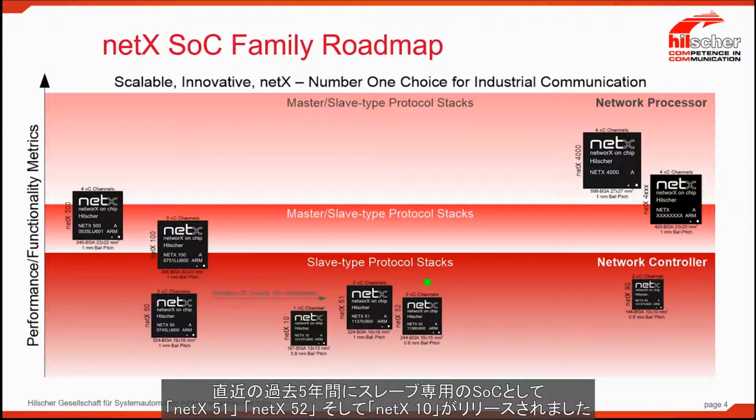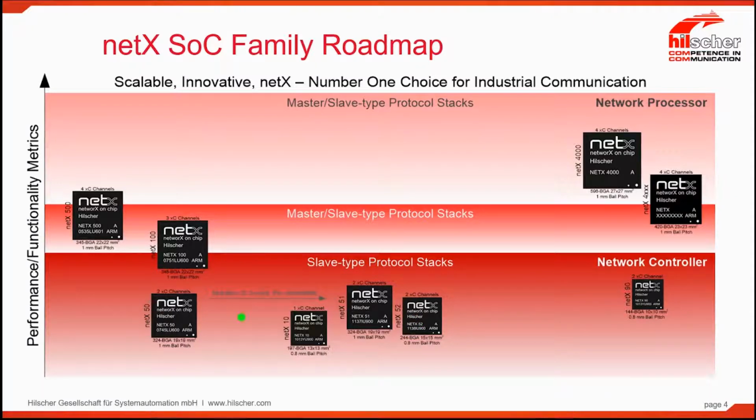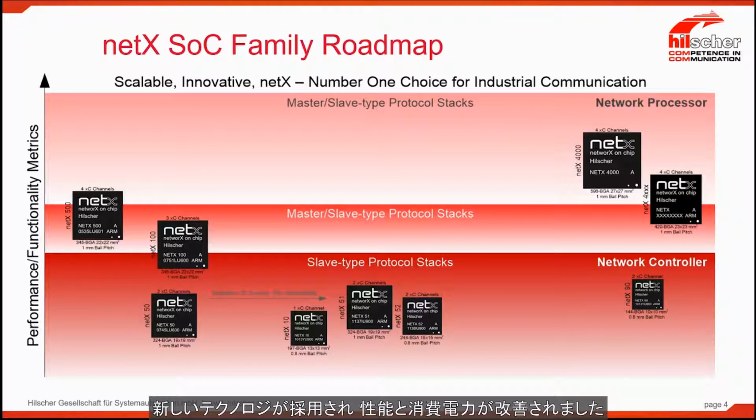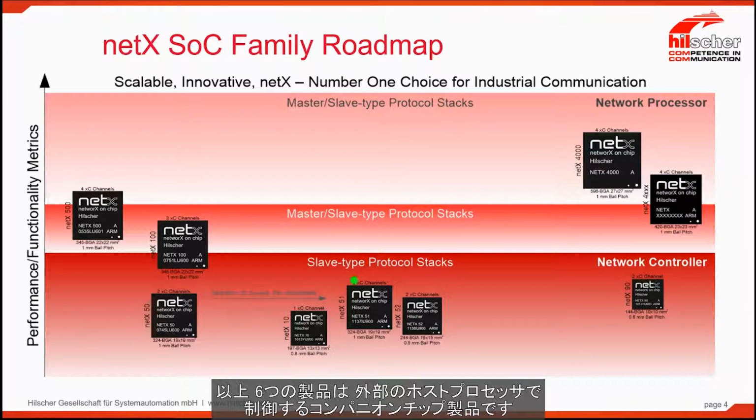More recently, within the last 5 years, we're followed by another class of device called the netX 51 and the netX 52, and also the netX 10. The netX 51 and the netX 52 were very similar to the netX 50, but they were on newer technology and had better performance and better power dissipation. The netX 51 and the netX 52 were based on the same die, but had different pinouts to allow for some economic benefits in certain applications. All of these devices that you see here were companion chip devices. That is, they were made to work with an external host processor.